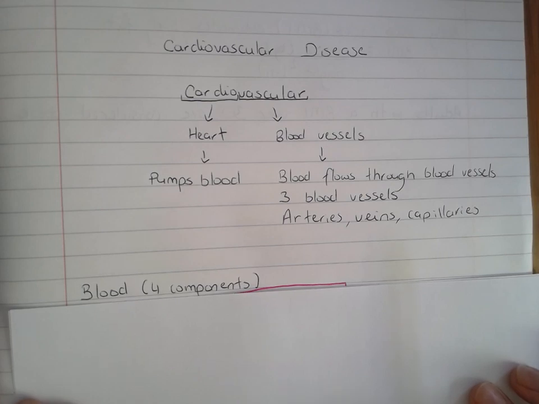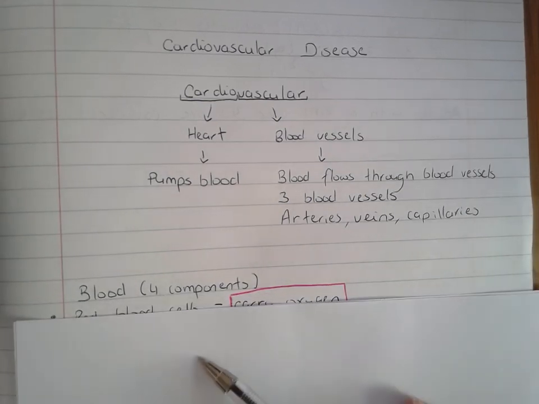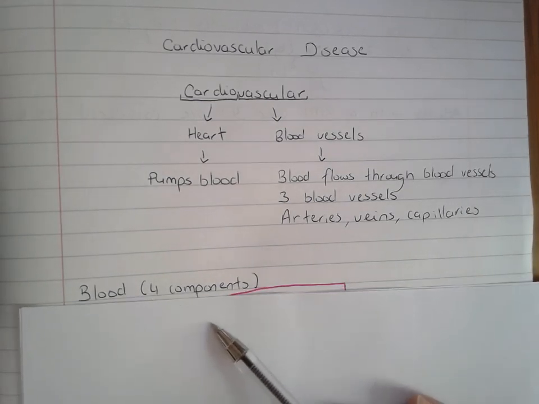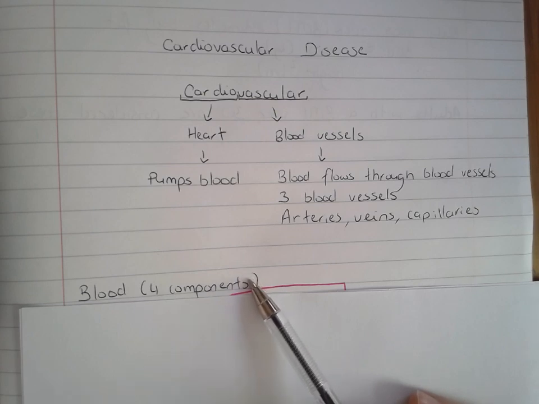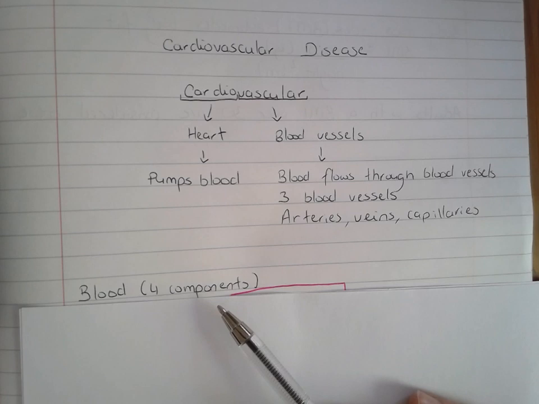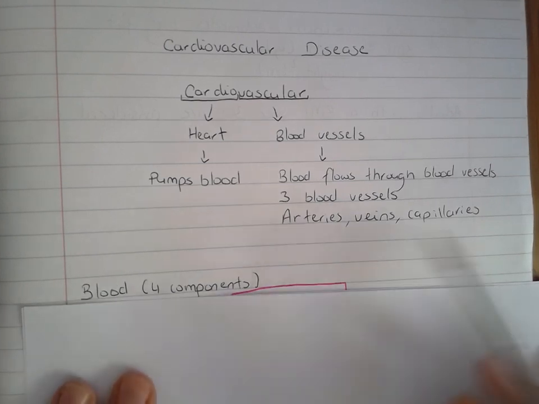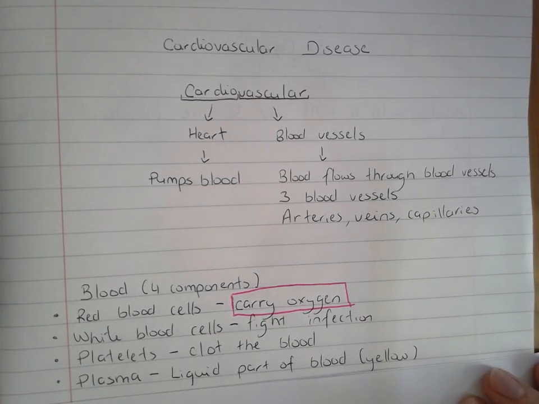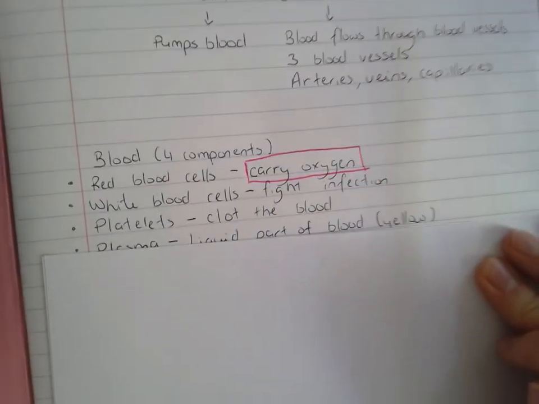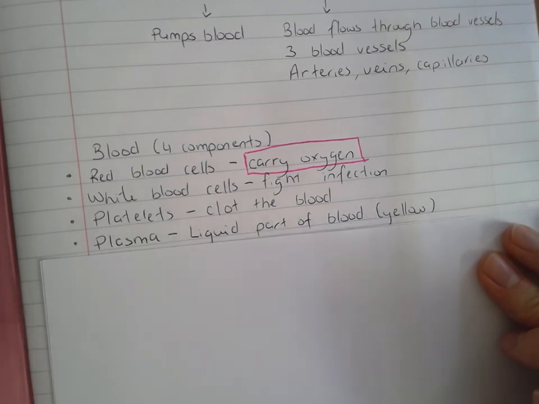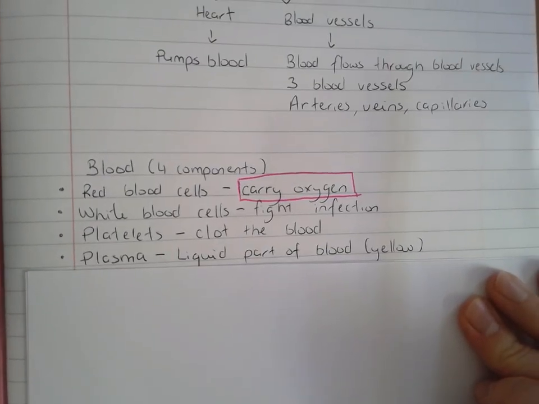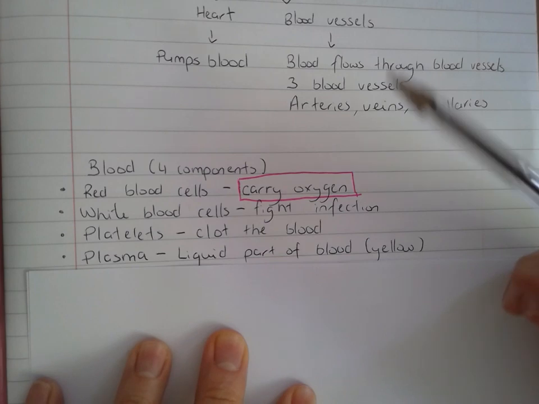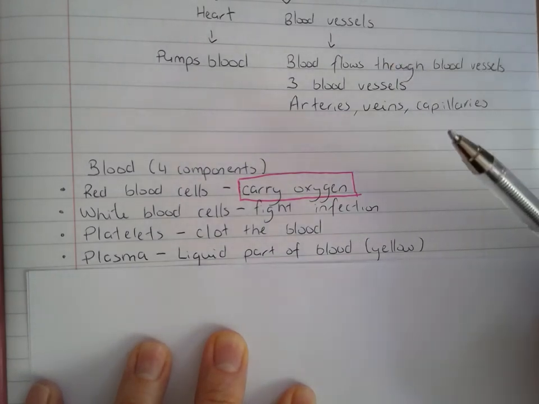Okay, and when we're talking about blood, there are 4 different components of blood. And when I say components, I just mean that there are 4 different things that make up blood. Hopefully you'll be familiar with them. You definitely will have come across them before. So I'm going to reveal the 4 different components of blood. So you have got red blood cells, you have got white blood cells, you have got platelets, and you have got plasma.